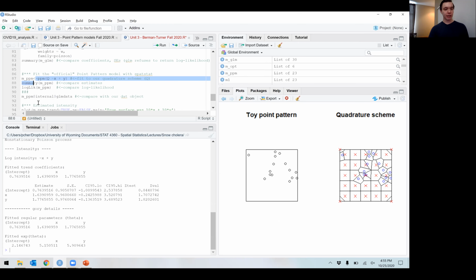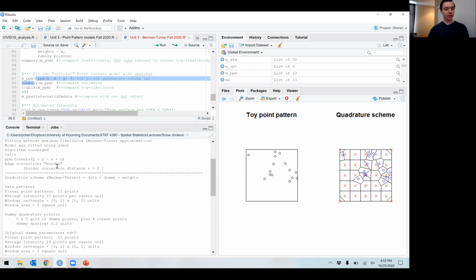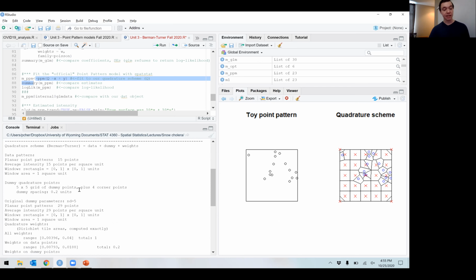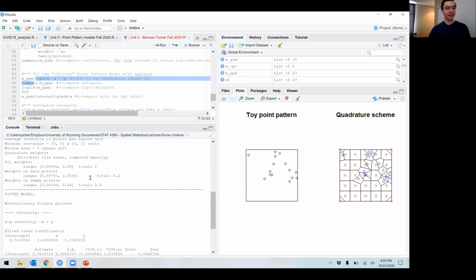It produces a lot of output, by the way. This package produces a lot of output. It tells us everything we've done. It reminds us of our quadrature scheme, reminds us of our observation window, reminds us of the variety of weights, weight on the data points, weight on the dummy points. It's not surprising that we put more weight on the dummy points because there is far more empty space than filled in space inside of this toy example.